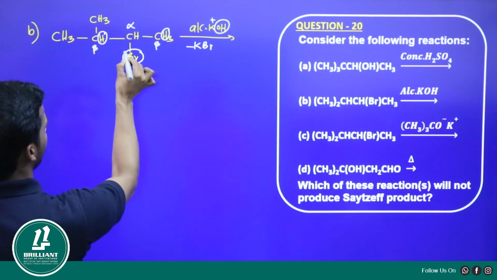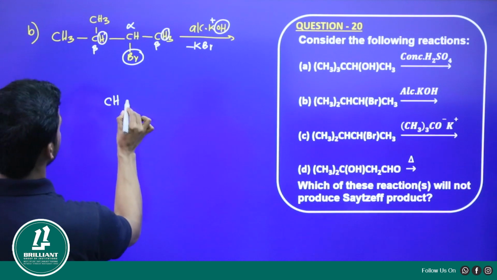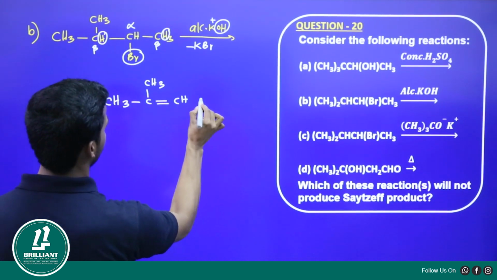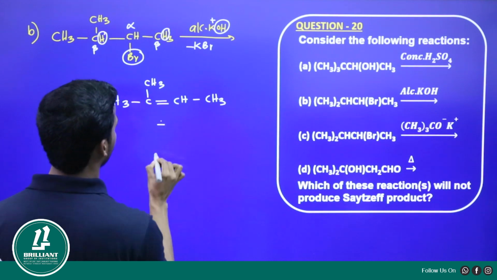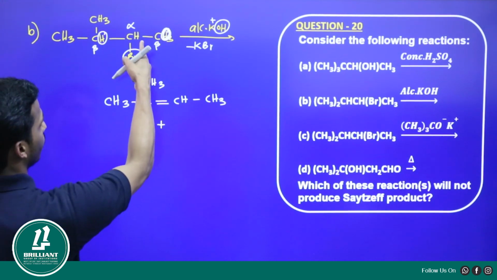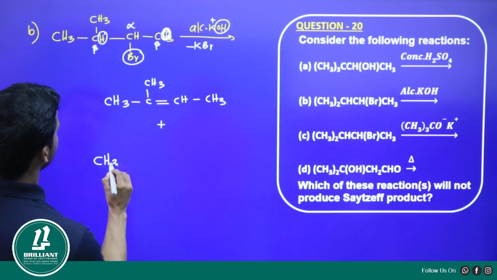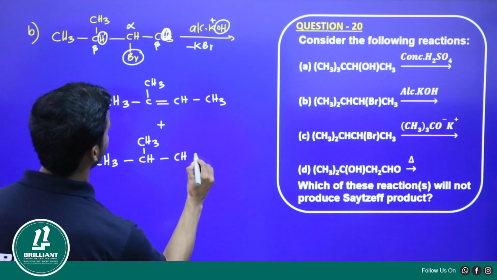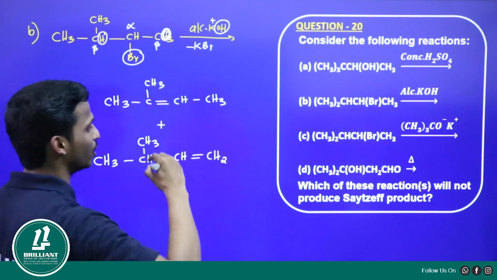Because these two species are eliminating, right? So you will get CH3, CCH3, double bond CH, single bond CH3. This is one of them. If you are removing this beta hydrogen, there will be a double bond here. And you will get CH3, CH, CH3, single bond, CH, double bond, CH2. These are the two alkenes.